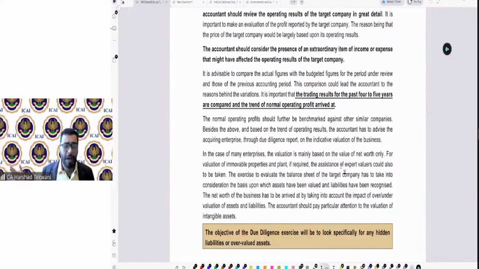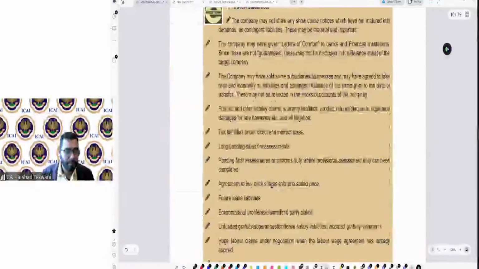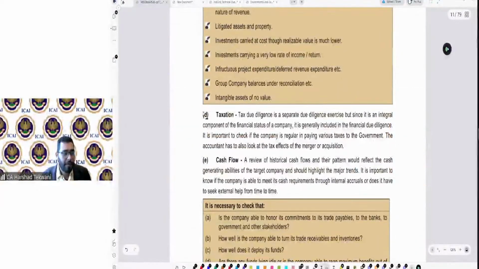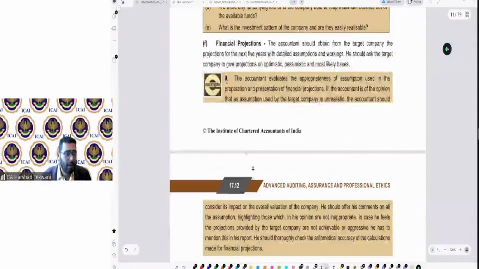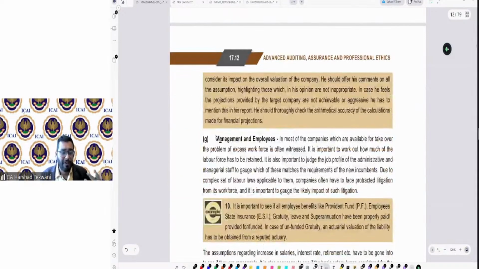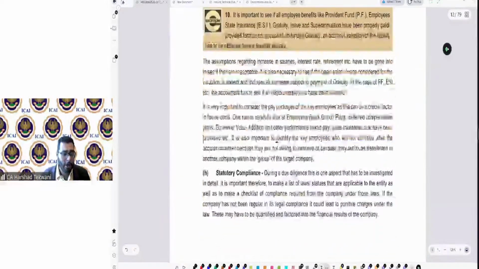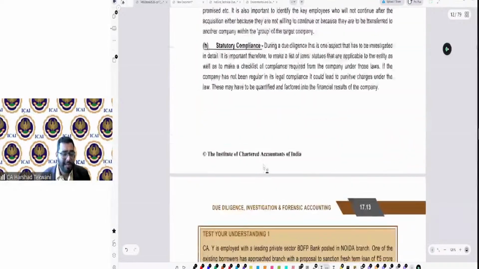Projections are analyzed, forecasts are prepared, financial numbers are seen, disclosed, discussed. A lot of things are done. Taxation matters, again, cash flow related, we have discussed. Financial projections, as I told you, forecasts are done, forecasts are verified, management and employees, statutory compliances. So these are certain areas which are discussed in detail in financial due diligence.